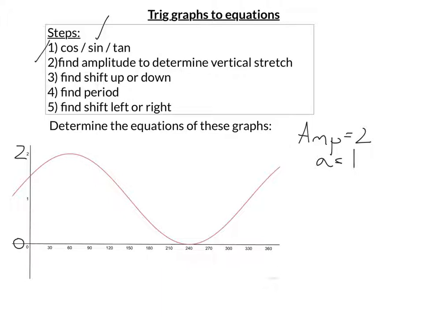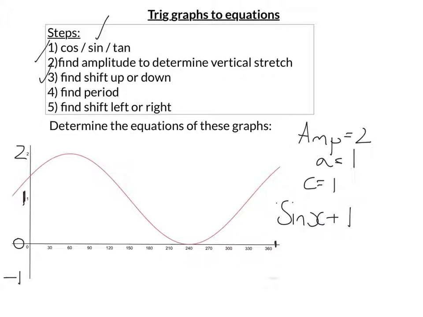Now let's have a look and see if it's been shifted up or down. Well, a normal sine curve would go between 1 and -1. This goes between 2 and 0, so it's obviously been shifted up by 1. So we are dealing with something like sine x plus 1. Okay, let's look at its period. Well, it seems to repeat itself every 360, so it has not been squashed left or right.